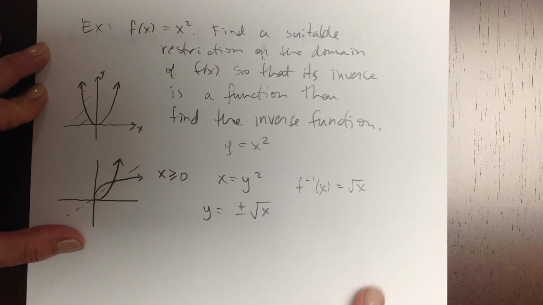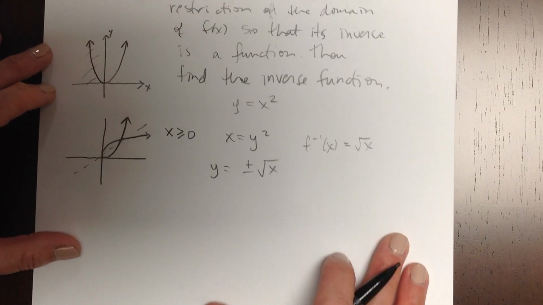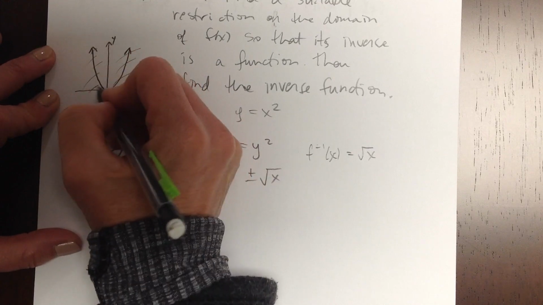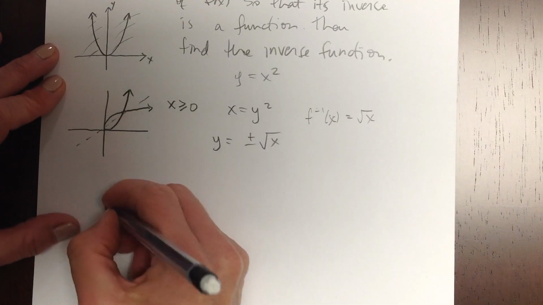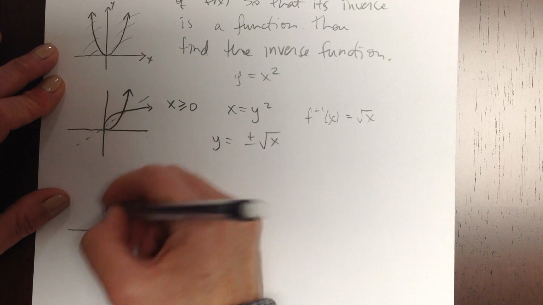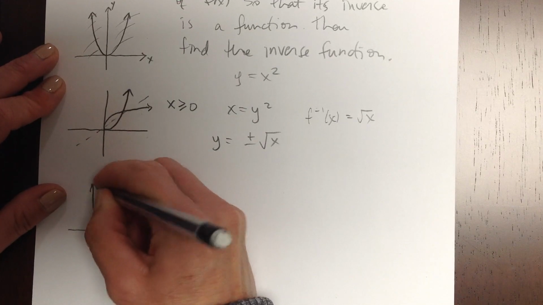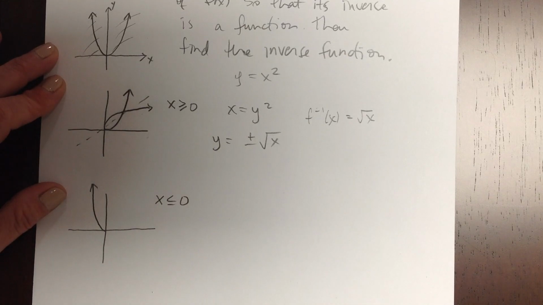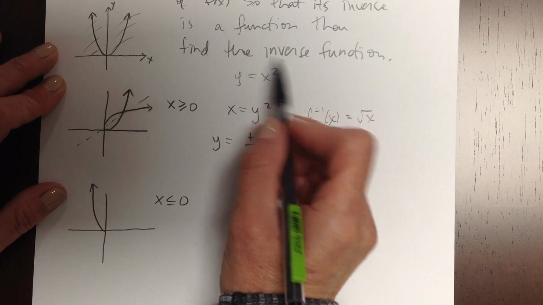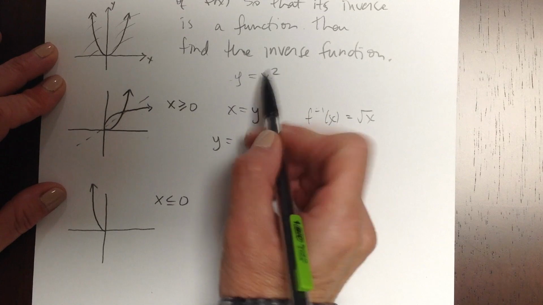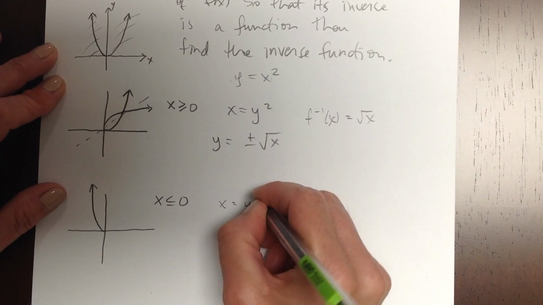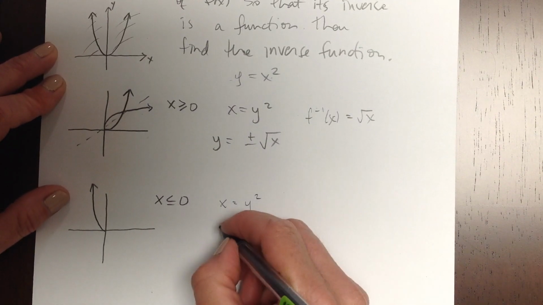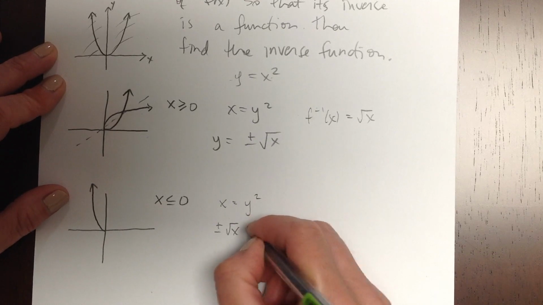All right, suppose we took the left half instead. So suppose we got rid of this part and kept the left half. Then our domain restriction in this case would have been x is less than or equal to 0. If we found the inverse function, we switch the x and the y. So x equals y squared. Then we have y equals plus or minus the square root of x.